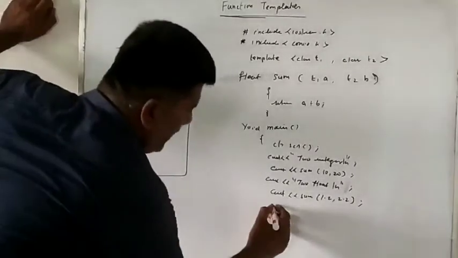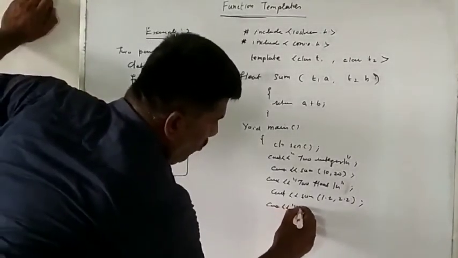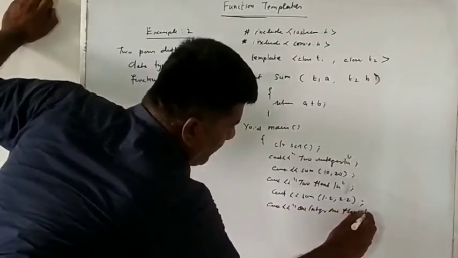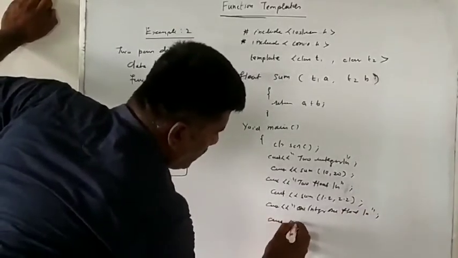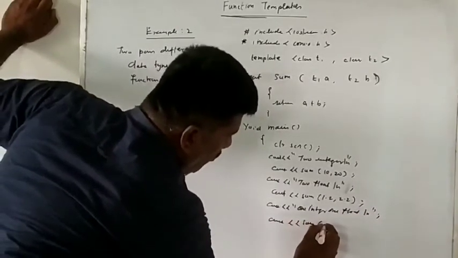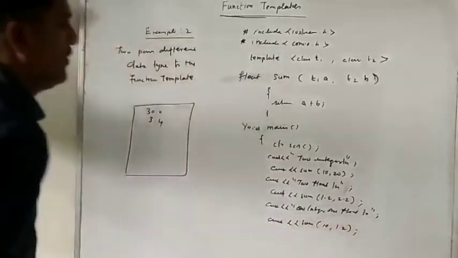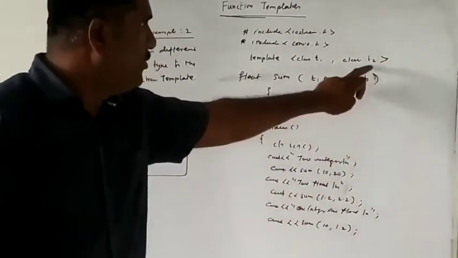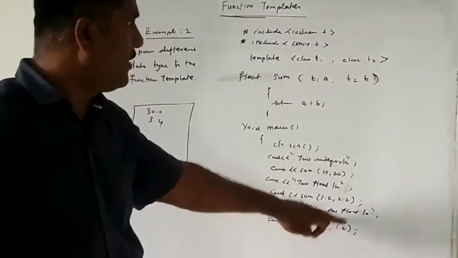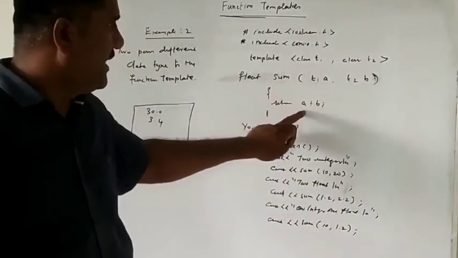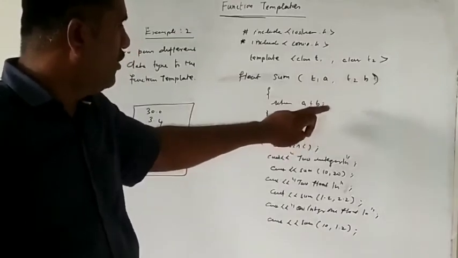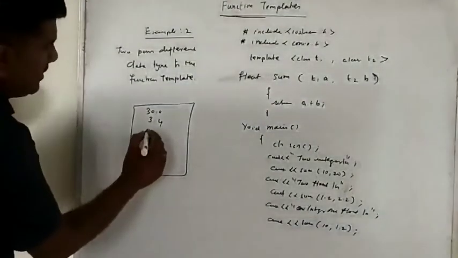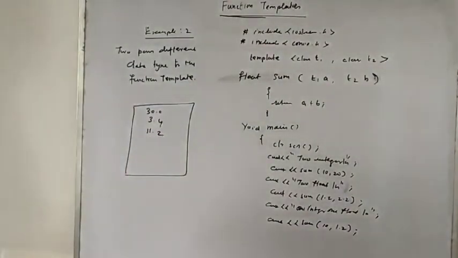Okay. So second, cout: one integer, one float. Sum of 10 comma 1.2. So here T1 is an integer, T2 is a float. Okay. So A is an integer 10, B is a float 1.2. So finally it is added, 11.2. 11.2 is a float. We are getting the answer 11.2.